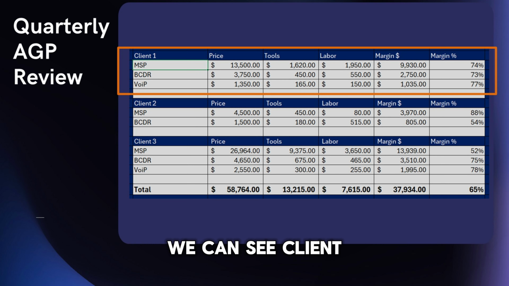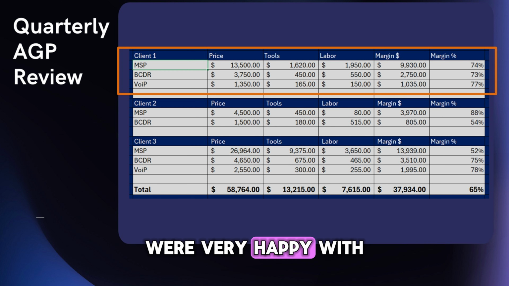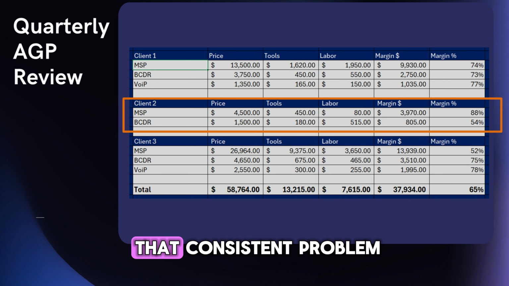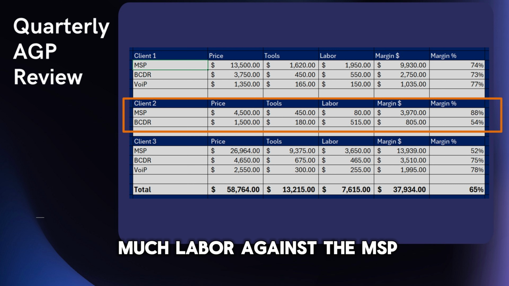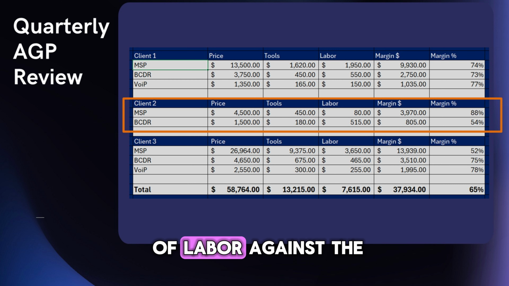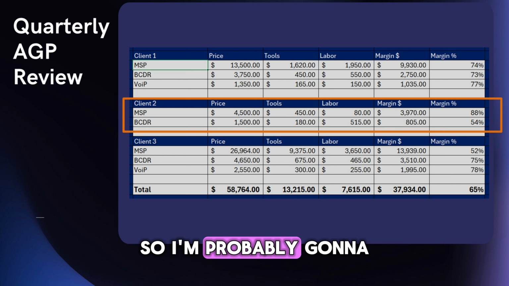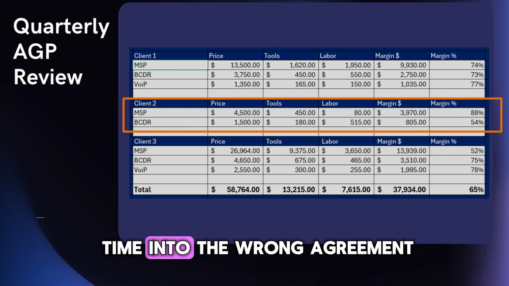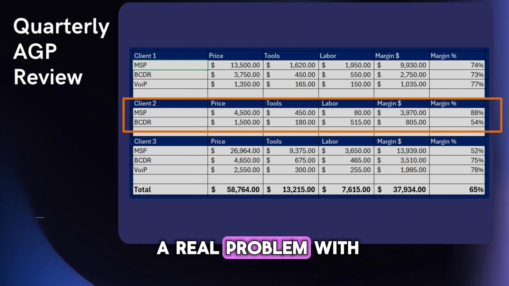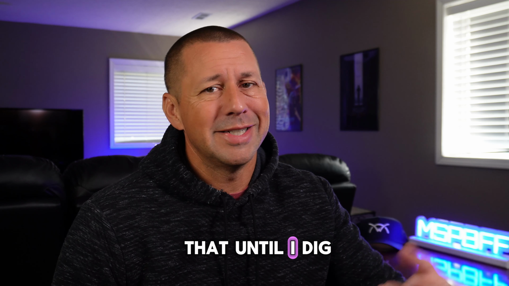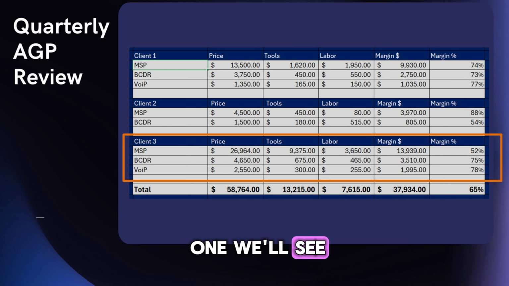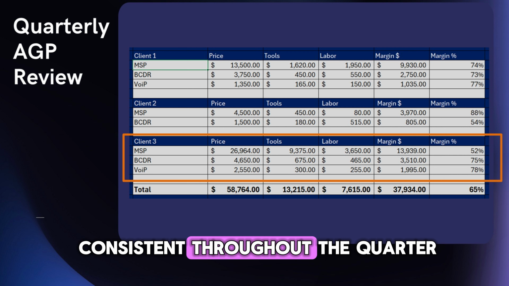So in the quarterly view, we can see client 1 is still doing great. They're sitting mid-70s for all of their agreements. We're very happy with the profitability on that. We're putting accurate time in there and we have good tools costs. Client 2 still has that consistent problem where we're not putting much labor against the MSP agreement and we're putting a lot of labor against the BCDR agreement. So I'm probably going to dig into see which is the default agreement for this client. Are people just putting time into the wrong agreement, or do we have a real problem with this that we need to fix? And I'm not going to know that until I dig into the tickets and the client in a little more detail. And in the last one, we'll see, yep, those tool costs are consistent throughout the quarter.